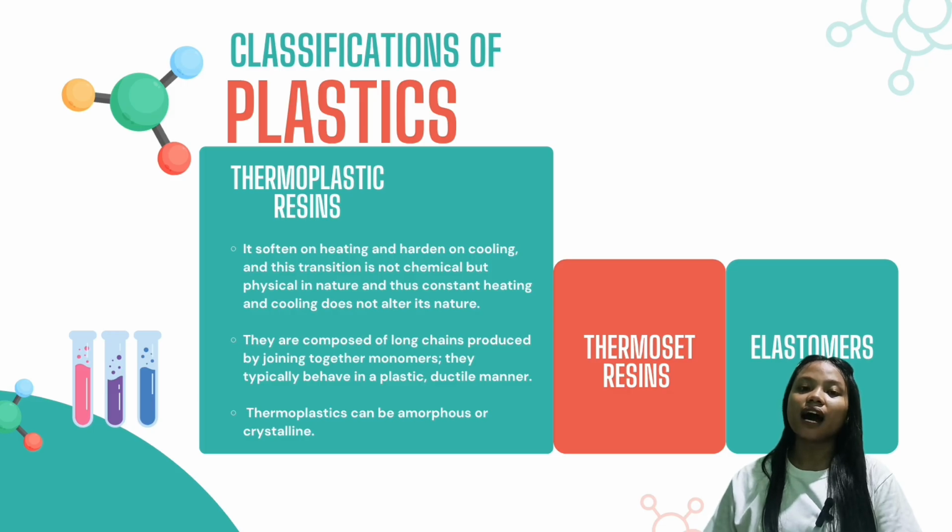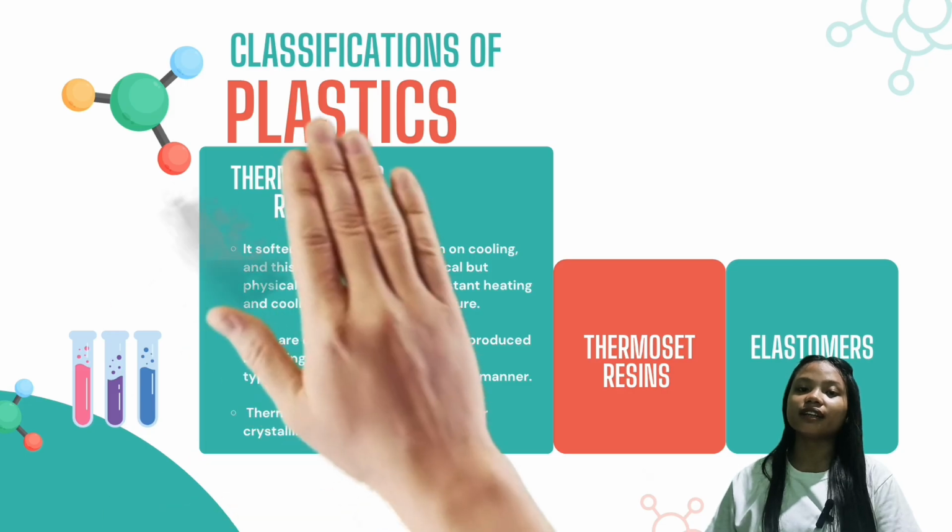Thermoplastics can be amorphous or crystalline. Sa amorphous plastics, the molecules are randomly arranged, while sa crystalline plastics naman, the molecules are neatly arranged.